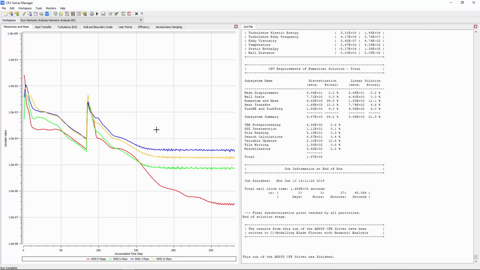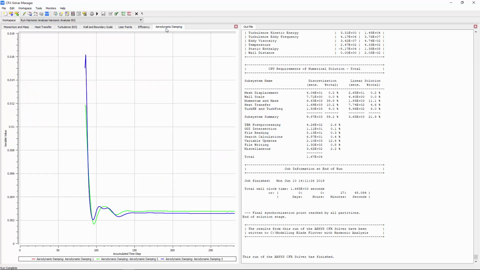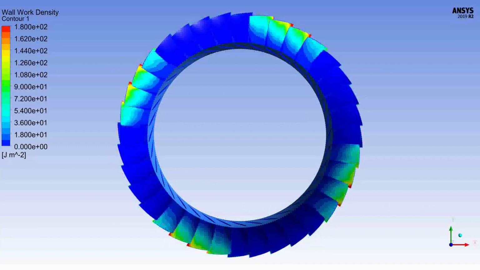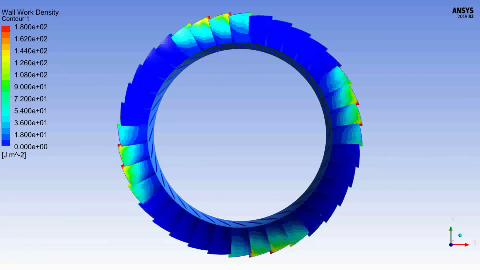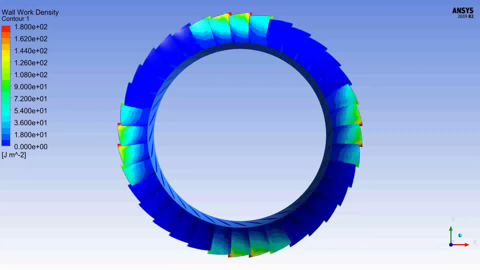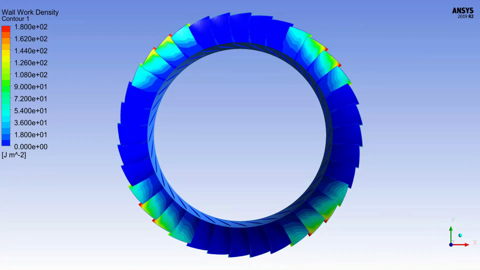After 200 iterations, the solver run has completed. This monitor shows that the solution has converged to a steady, periodic state. Now I can take a look at other variables, such as the aerodynamic damping. This variable has converged to a relatively steady, positive value, which indicates that the vibrational frequency is damped by the flow. Using ANSYS CFD Post, I prepared this animation showing the wall work density contour on the rotor blade. Using this data, areas for redesign can be identified to improve aerodynamic performance.